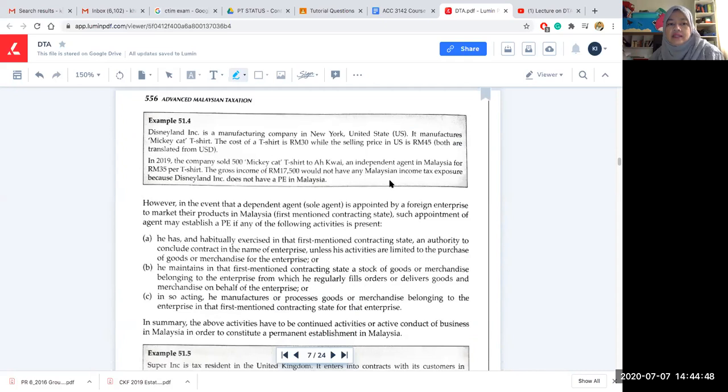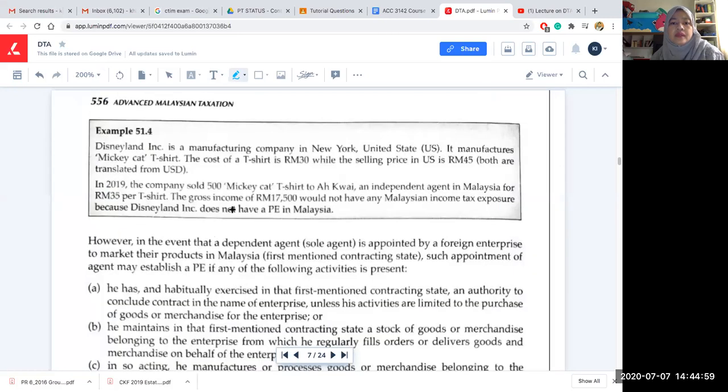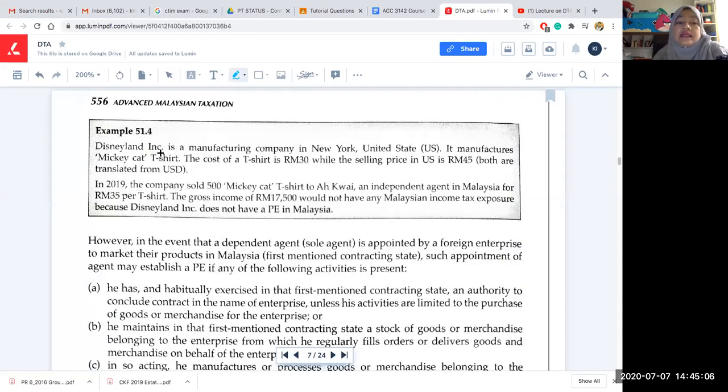Let's look at this example. Disneyland Incorporation is a manufacturing company in New York, United States, so it's a non-resident company. When you see Inc. here, it means that the company is a non-Malaysian company. It manufactures Mickey Cat t-shirts. The cost of a t-shirt is 30 ringgit, while the selling price in the US is 45 ringgit. Both are translated from USD.